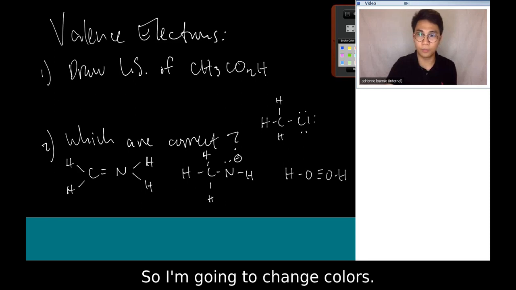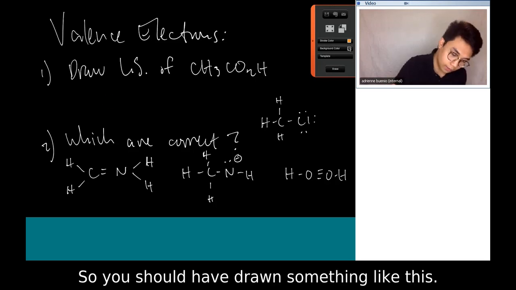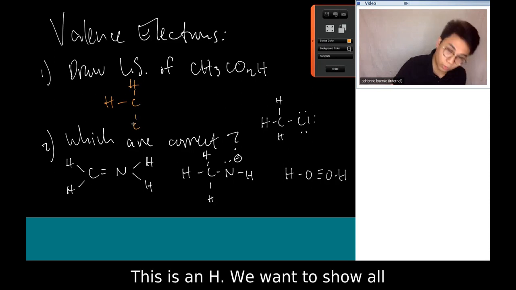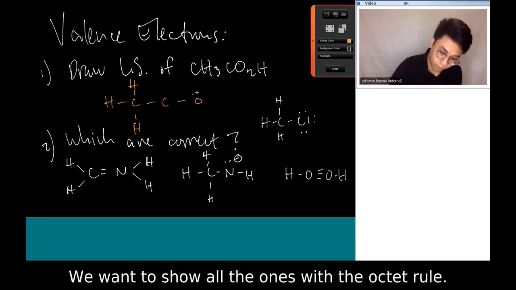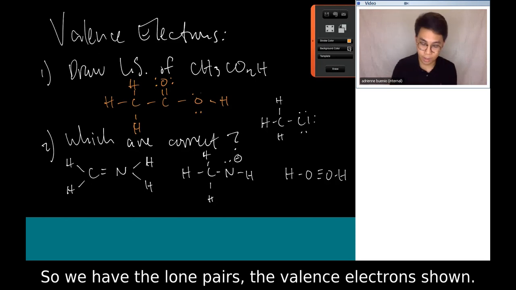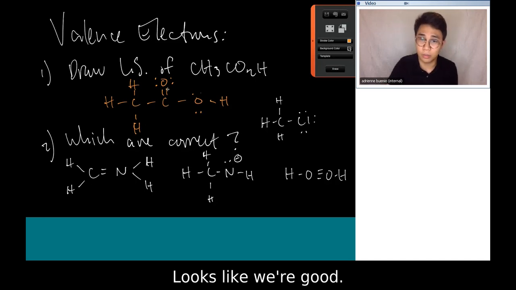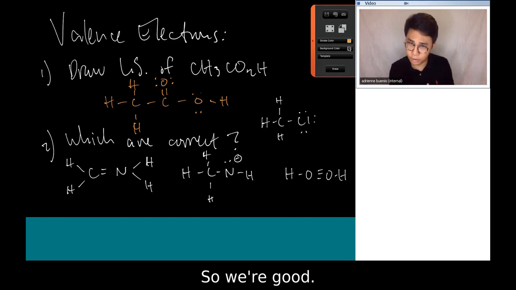Okay, so I'm going to change colors. For the first one, draw the Lewis structure of CH3CO2H. You should have gone something like this. We want to show all the carbons and the hydrogens, and all the ones with the octet rule. So we have the lone pairs, the valence electrons shown, all the H's, all the carbons. It looks like we're good. Are there any charges? No charges, so we're good.